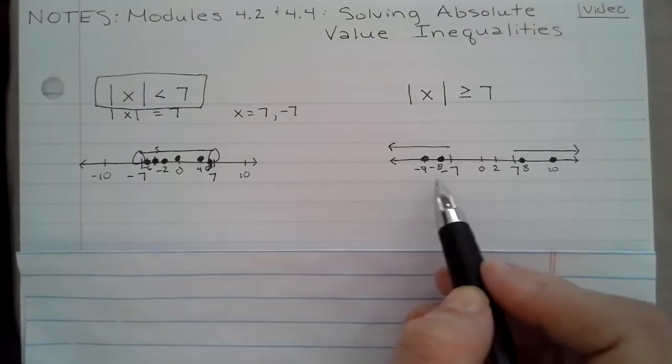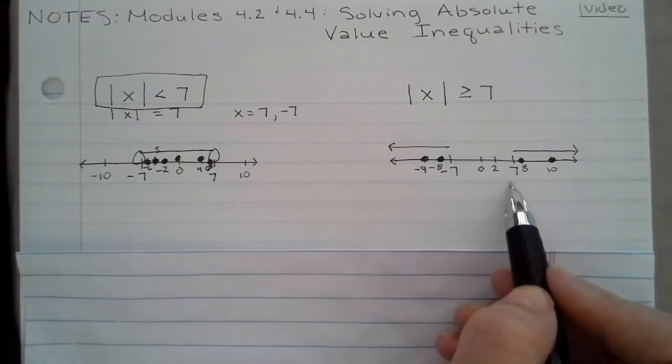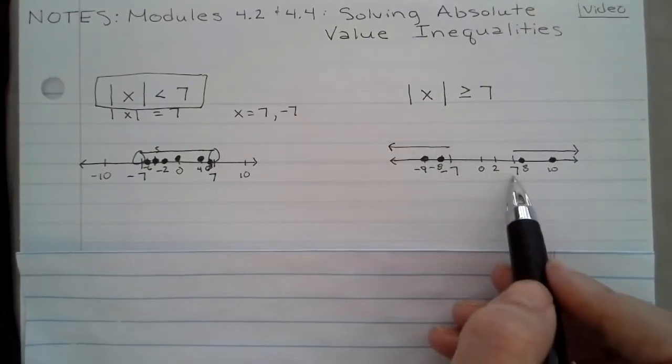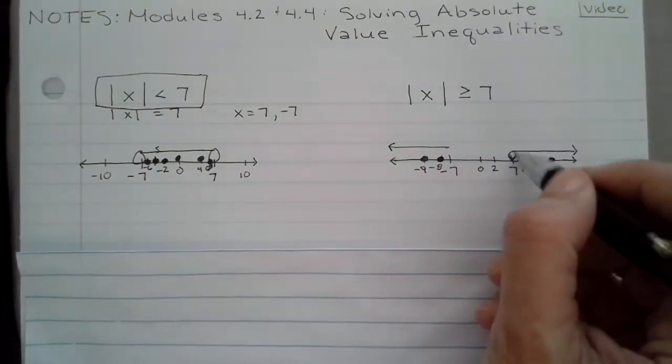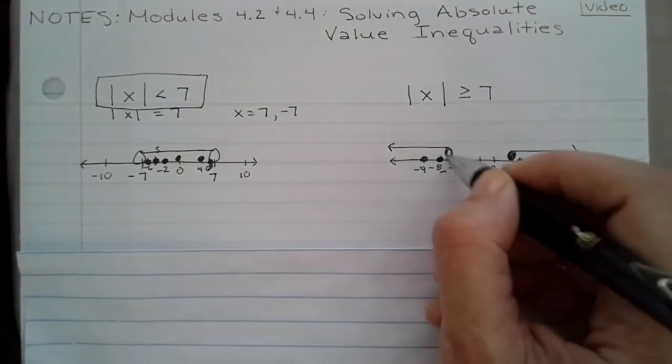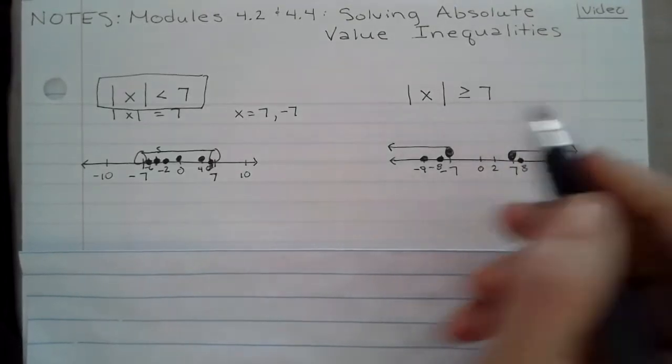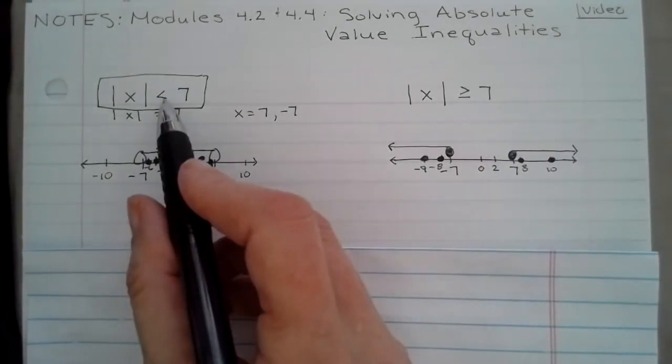Now, what about these endpoints here, these solutions we got when it was an equation? If we plug in a 7, the absolute value of 7 is greater than or equal to 7, so we'll do hard circles there. And the same here because we have this equal sign. Here we did open circles because we don't.